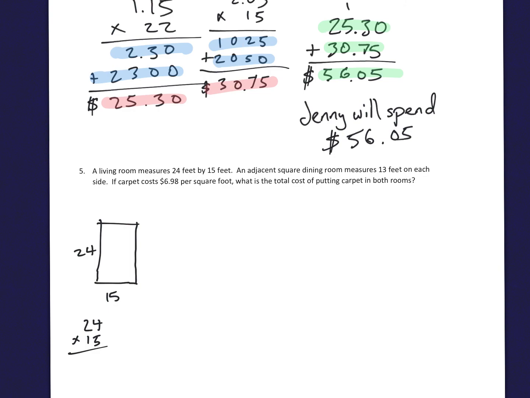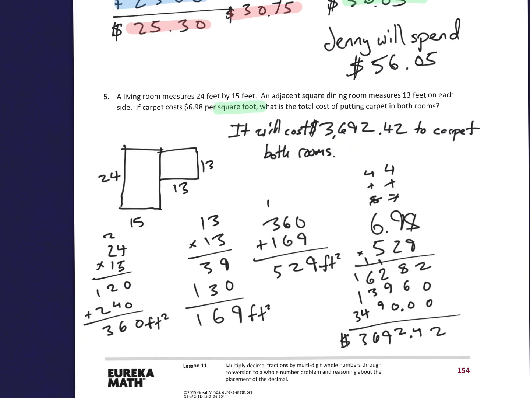And then an adjacent square dining room measures 13 feet on each side, which means that it's 13. And if it's a square, it's 13 on every side. So I'm going to do 13 times 13. This will give me my square footage for this, and this will give me my square footage for that. Square foot being the key word right there. That's all I'm going to help you with. Go ahead and pause the video and solve this by yourself, and I'll have the answers up in 3, 2, 1.